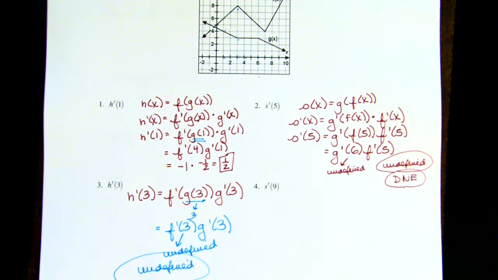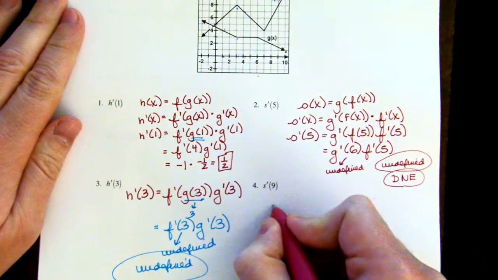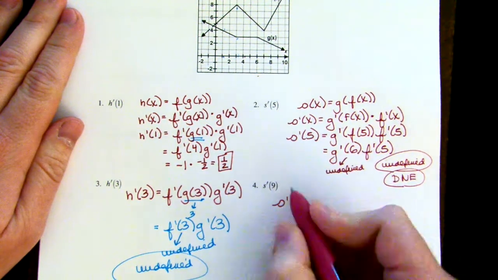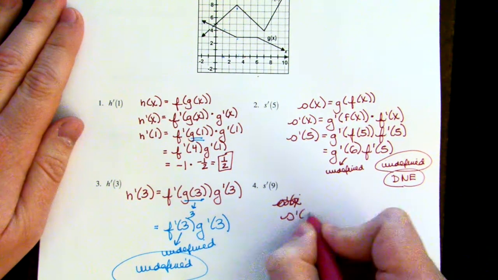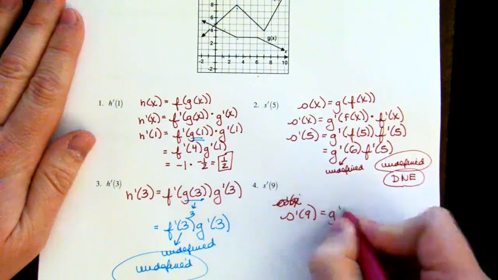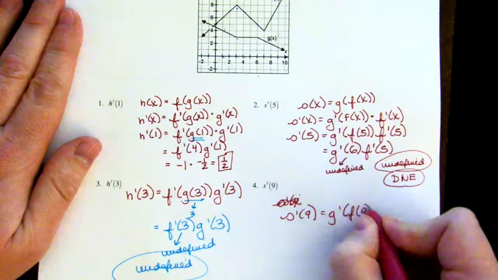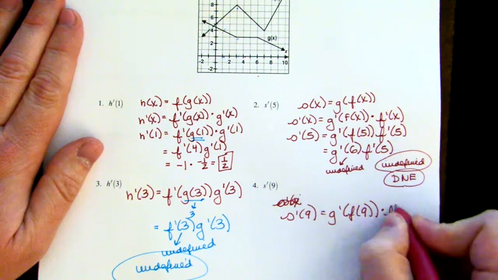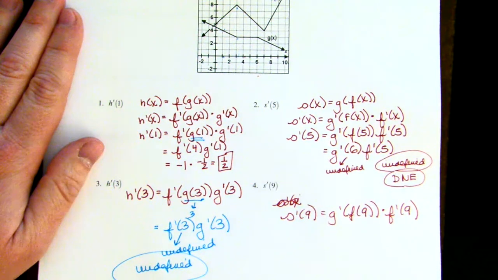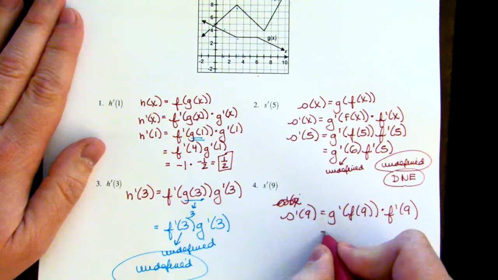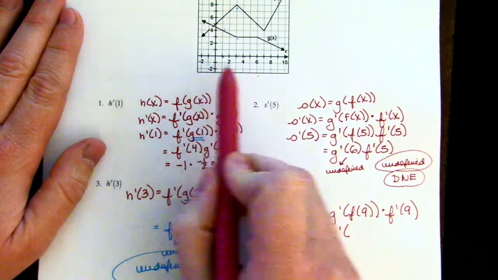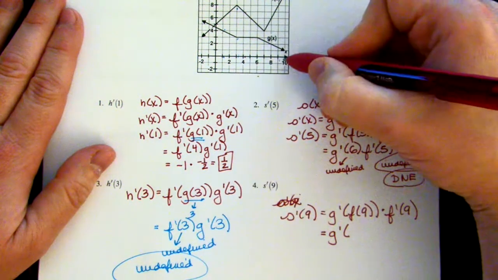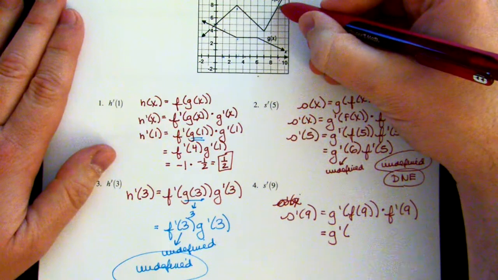You go do number 4. I'm going to take the formula I already created over there. S prime of 9 equals g prime of f of 9 times f prime of 9. I'm going to plug in here g prime of, okay, f of 9 looks like 8.